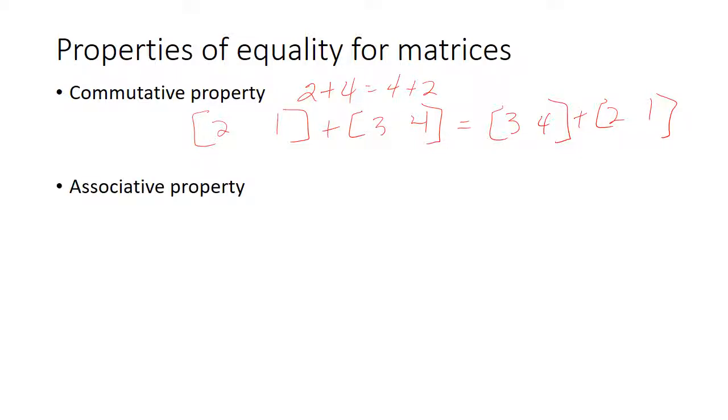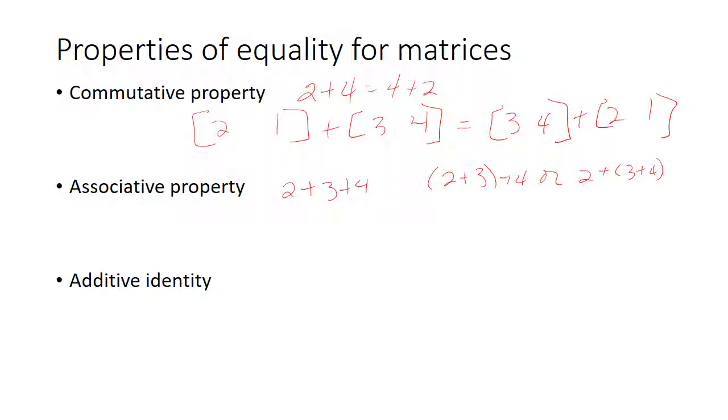And then the associative property says that if you've got 3 numbers that you want to add together, like 2 plus 3 plus 4, you can either do that as 2 plus 3, then plus 4, or 2 plus the sum of 3 plus 4. And that's the same thing with matrices. If you've got 3 matrices that you're adding together, it doesn't matter which order you group them in. The additive identity says anything plus 0 is itself, and it works the same way for matrices. Let's say we had matrix 2, 1, and we added that to matrix 0, 0, you would get 2, 1.